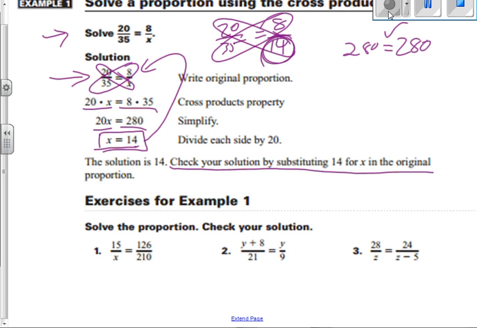All right, so let's check our answers right here. I'm going to pick a different color, blue. If I use the cross product, I have 126x is equal to 3150. Divide both sides by 126, and you find that x is equal to 25.